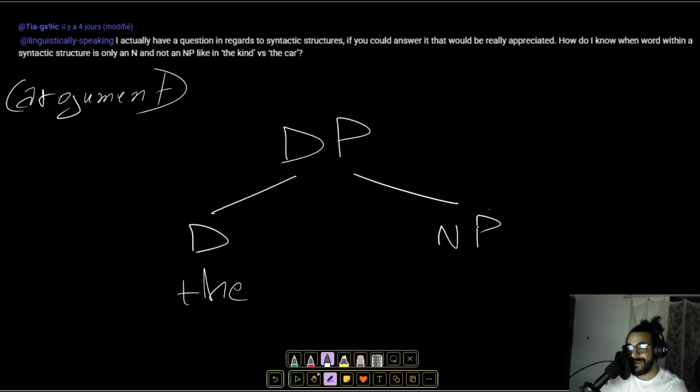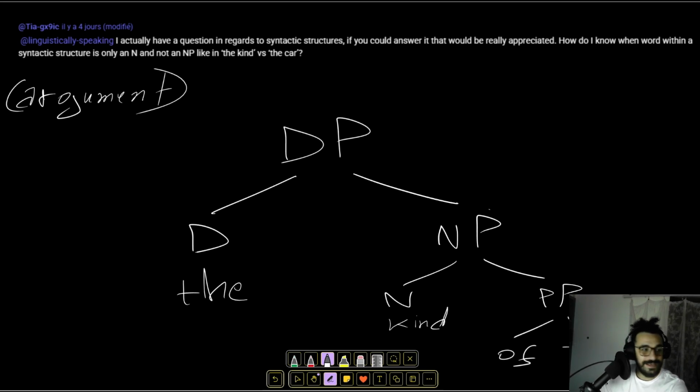Because this NP will split into the N, the kind, and then we'll need a complement for this N, and most likely it will be a PP. The kind of books I like, or the kind of something, and so on. Let me move my head so that you can see what I'm writing.